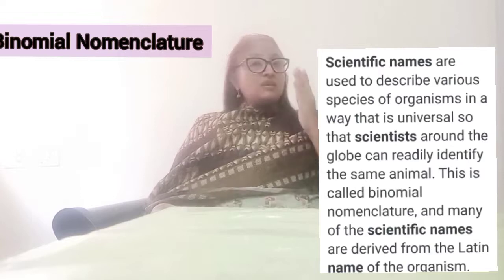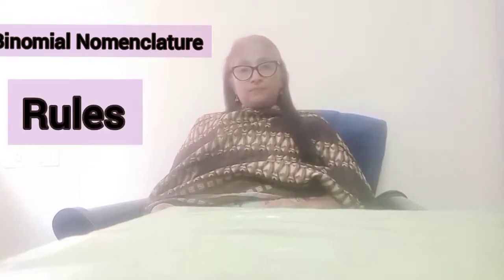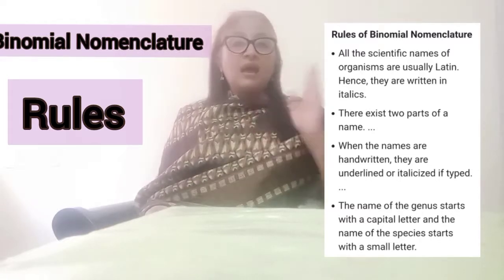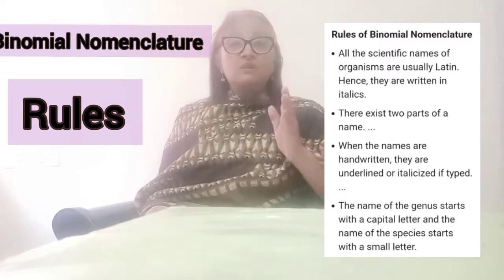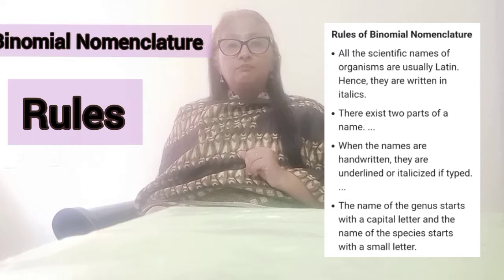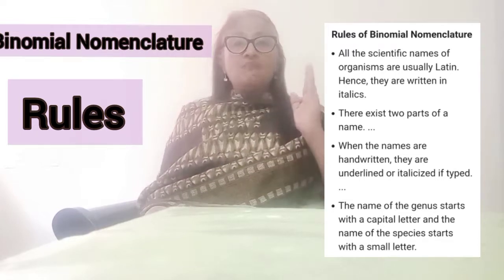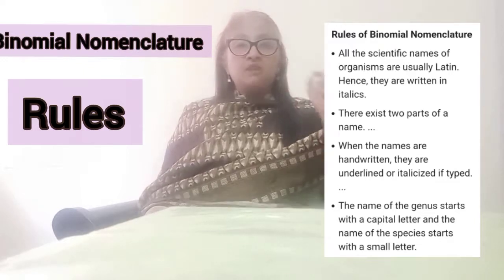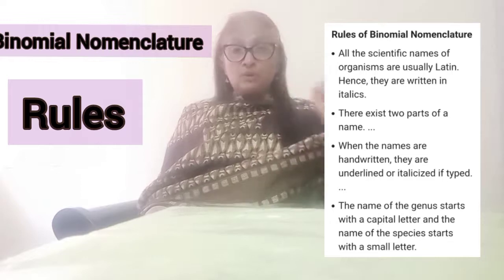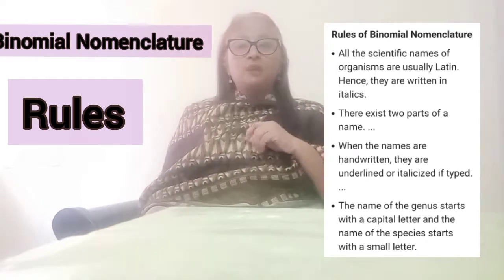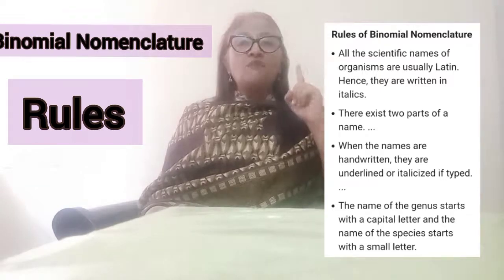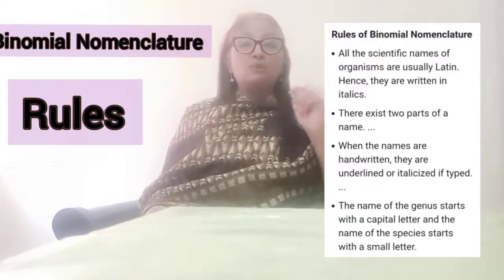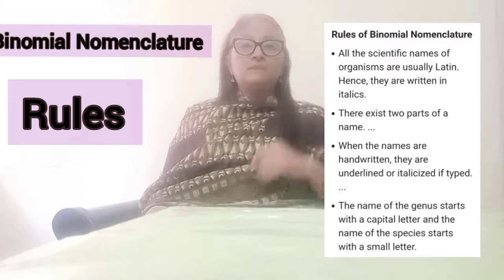Now let us focus on the rules. First thing, a scientific name consists of two words, the generic name and the specific name. Generic name comes first, followed by the specific name. The generic name always starts with a capital letter, the specific name with a small letter, and they are not written together, they are written separately. If it is in printed form, it should always be printed in italics. But if it is handwritten, both the words should be separately underlined.